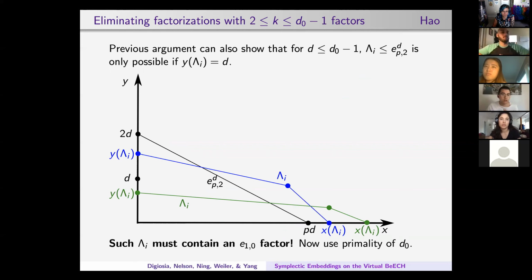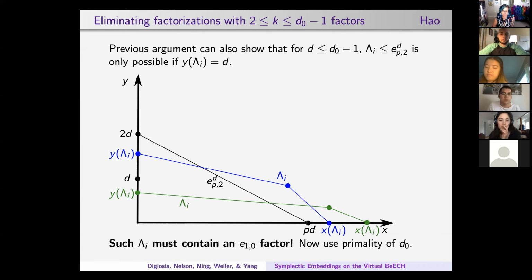We can no longer rule out right away the possibility of any lambda i less than or equal to EP2 to some d, where d is less than or equal to d naught, but we can restrict its possibility significantly. We managed to show that if indeed lambda i is less than or equal to EP2 to the d in this setting, then the convex generator must always contain an E10 factor when we write it out as a formal product.